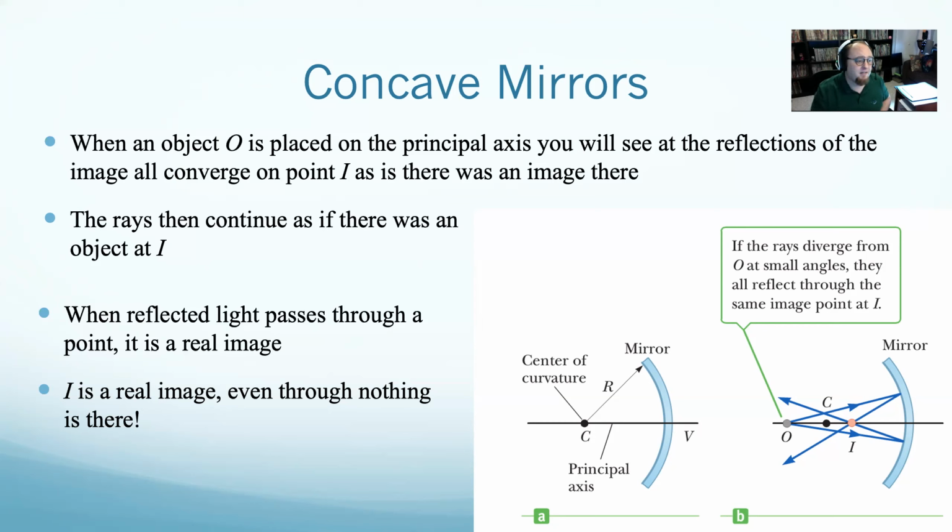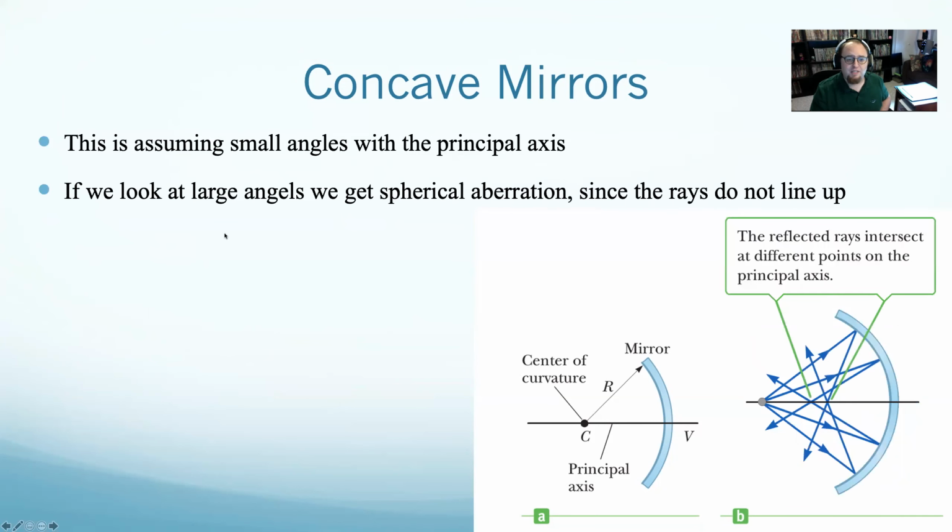Now I am making an assumption here. My assumption is that this is a small angle with the principal axis. If you do a big enough angle, things do not line up correctly. If you have a very big curved mirror, as in it covers a large angle, you usually get a blurred image. But for small angles, this can work.